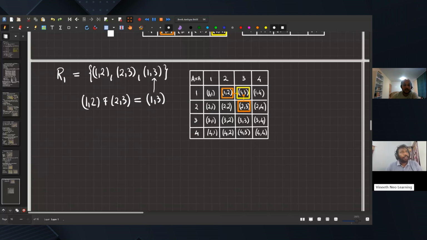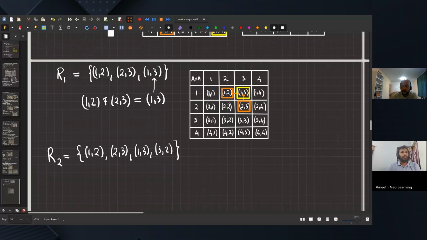Okay, let me give you another relation R2 defined on the same set: (1,2), (2,3), (1,3), (3,2). You just check whether it is transitive. First look at all the possible transitive products and then check whether they are present in the relation. If not, it is not a transitive relation.